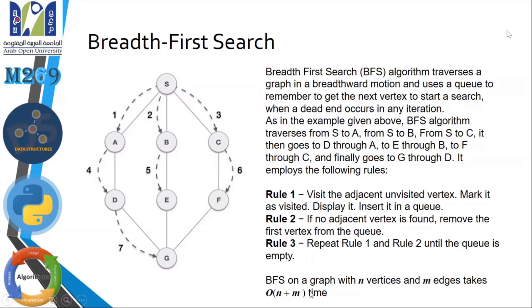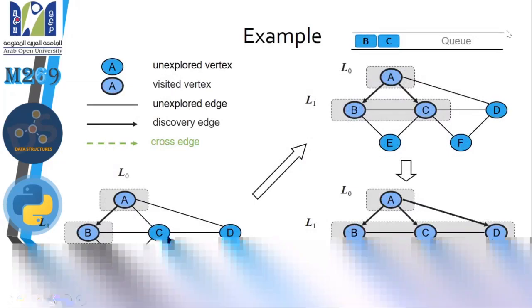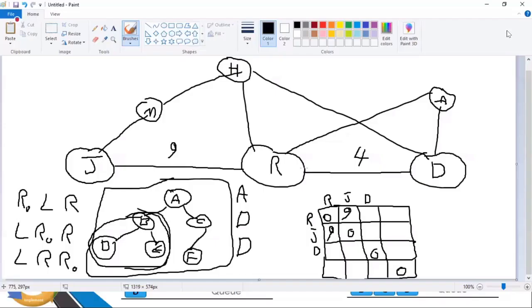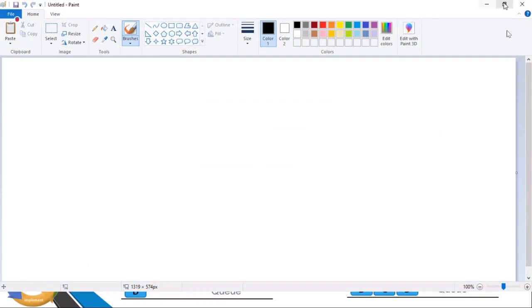BFS on a graph with n vertices and m edges takes big O of n plus m. Let's see. Now, let's say that we decided to start from A. I will go in parallel because here in the PowerPoint, maybe the one who developed it made some shortcuts there. Now there is a queue.